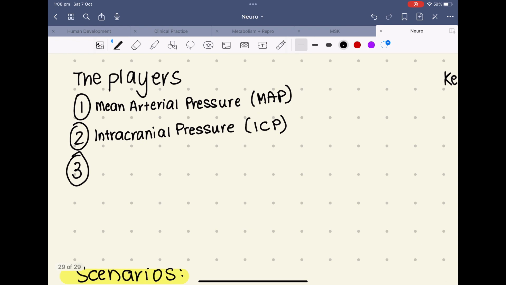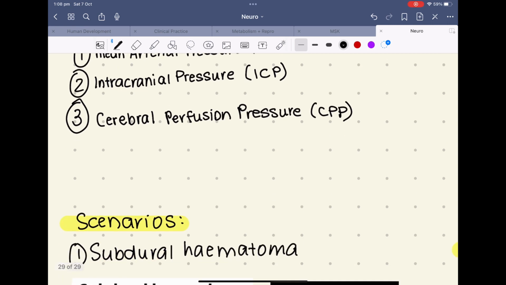Finally, we have cerebral perfusion pressure, also known as CPP. So cerebral refers to the brain, and perfusion pressure relates to the amount of blood that is able to access tissue at any given time. This is really important so that tissue can get sufficient oxygen and nutrients to function. In the brain, this is especially important because the brain controls all of our higher functions, movements, and regulates our cardiovascular and respiratory activity.